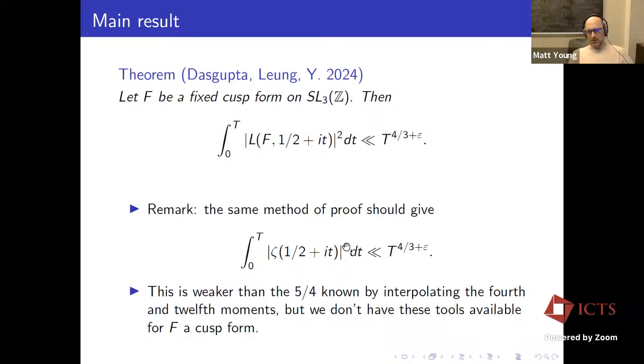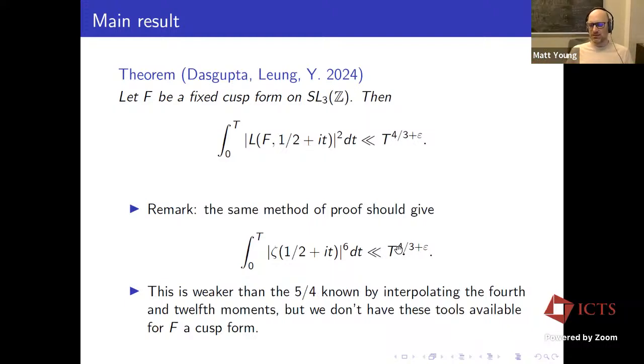Okay, so that's fine. But for the second moment of the degree 3 L-function, the actual cuspidal case, we don't have the same tools that we did for zeta. There's no way to interpolate between a lower moment and a higher moment. First of all, we don't have a higher moment available, and this is the lowest moment that we can reasonably handle. And so the tools break down.